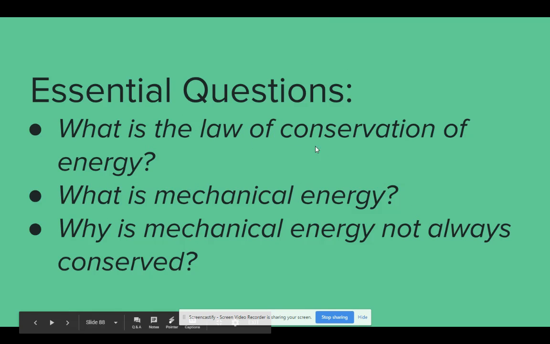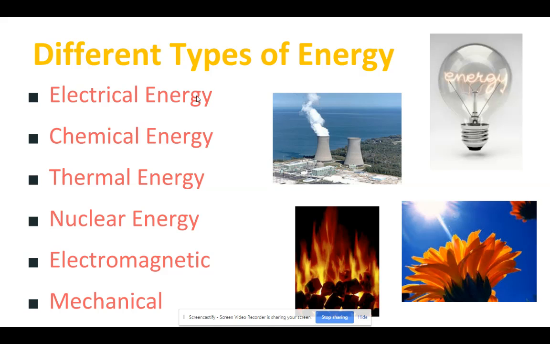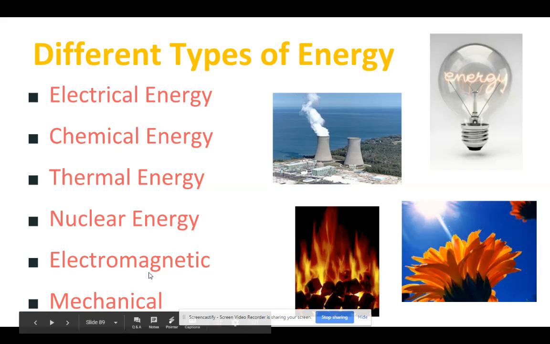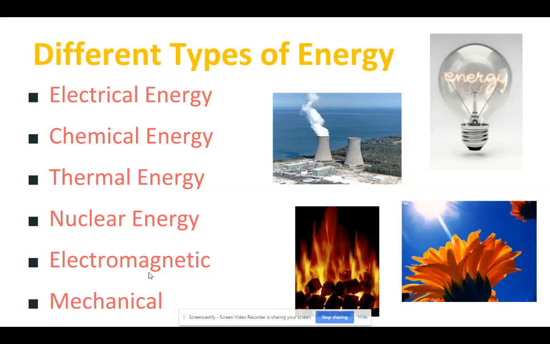The essential questions right here, I'm sure you want to read those quickly, but getting right onto it. So these are the types of energy. We've already talked about these types: electrical, chemical, thermal, nuclear, electromagnetic, mechanical. In a system, energy just flows from one of these types to another.